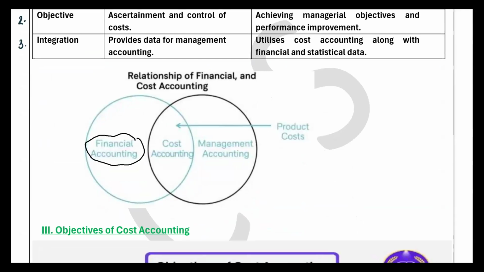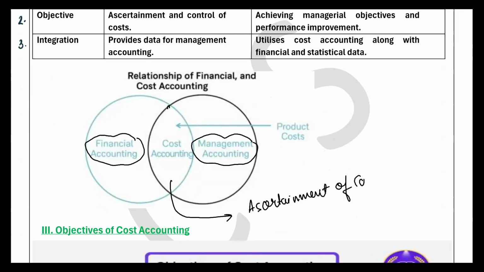Financial accounting talks about summarizing of data, whereas management accounting talks about the overall grooming, in which, in the middle portion, a certain ascertainment of cost is needed. Because in financial accounting, when you prepare your balance sheet, you will record a cost, right? So obviously cost accounting will come in that also.